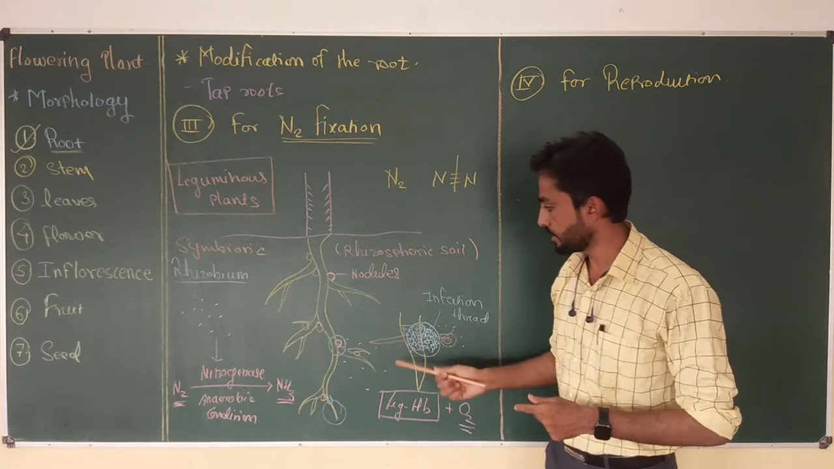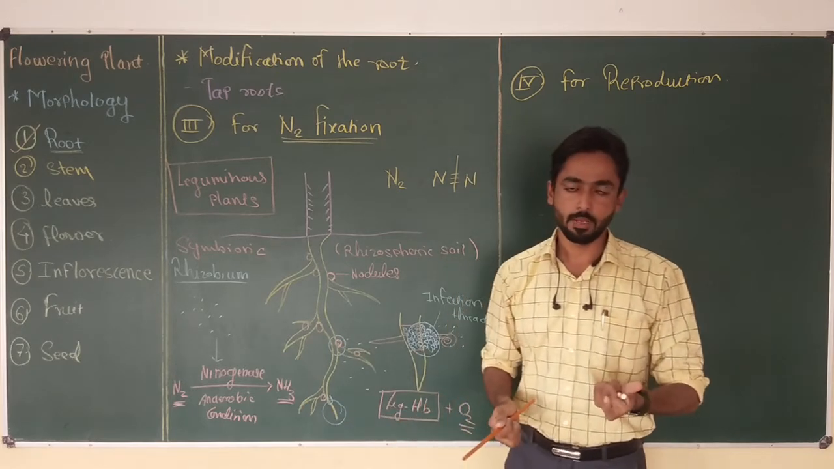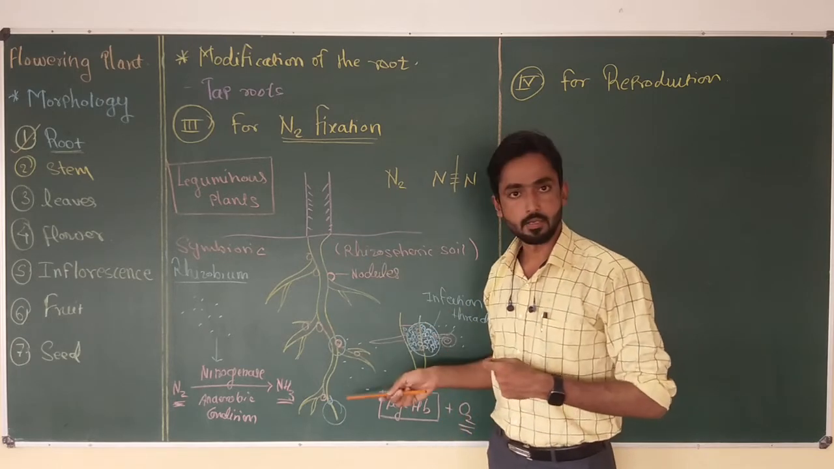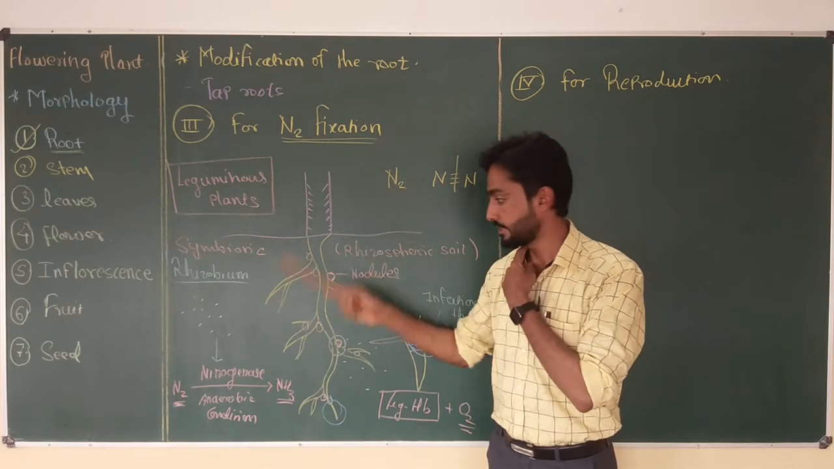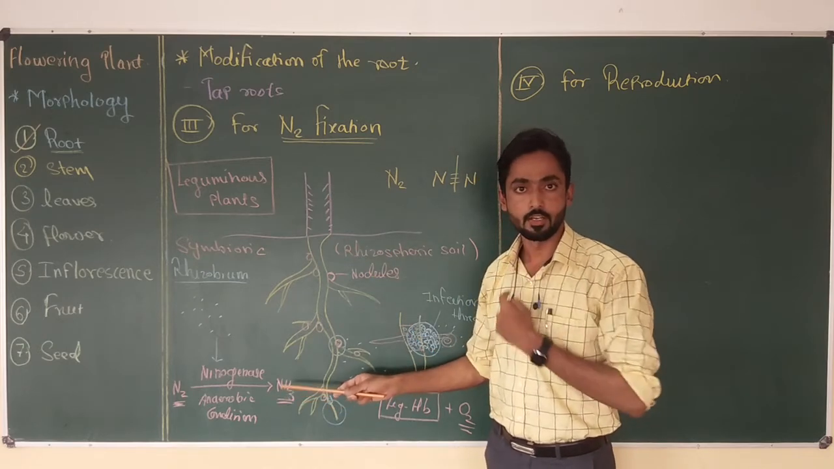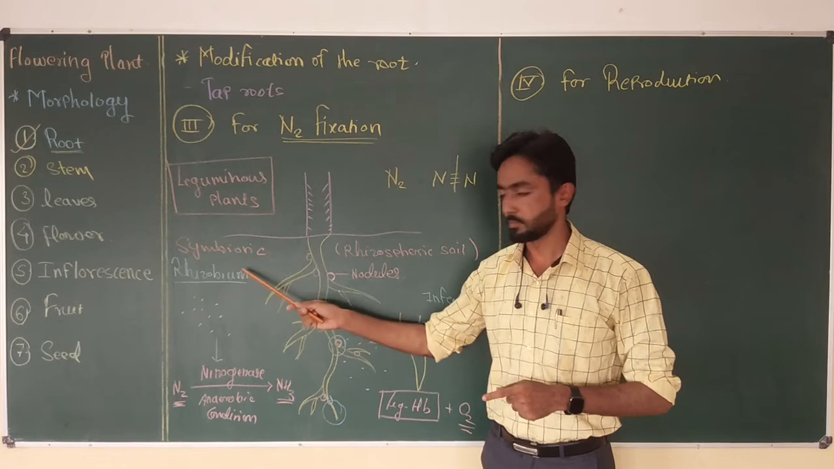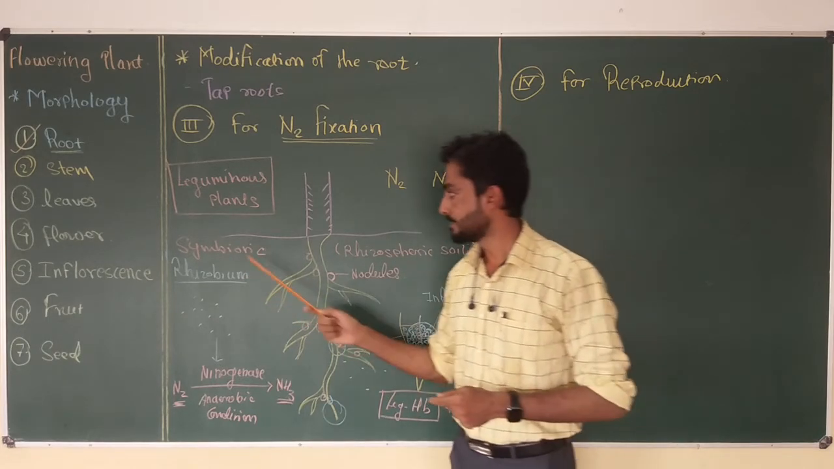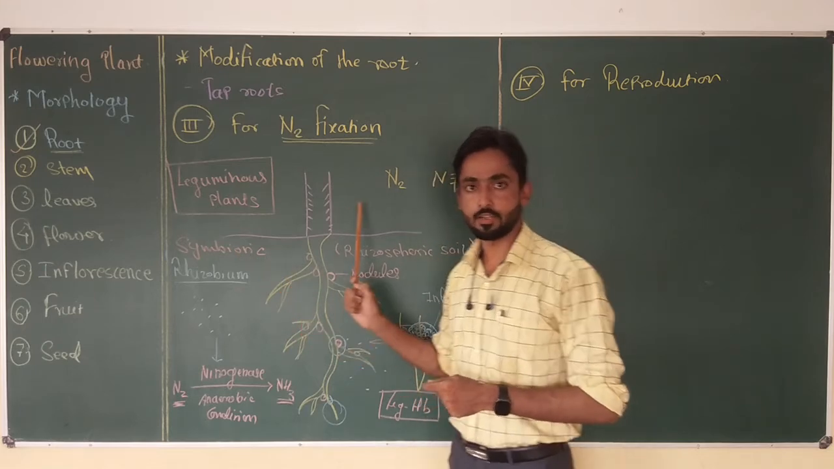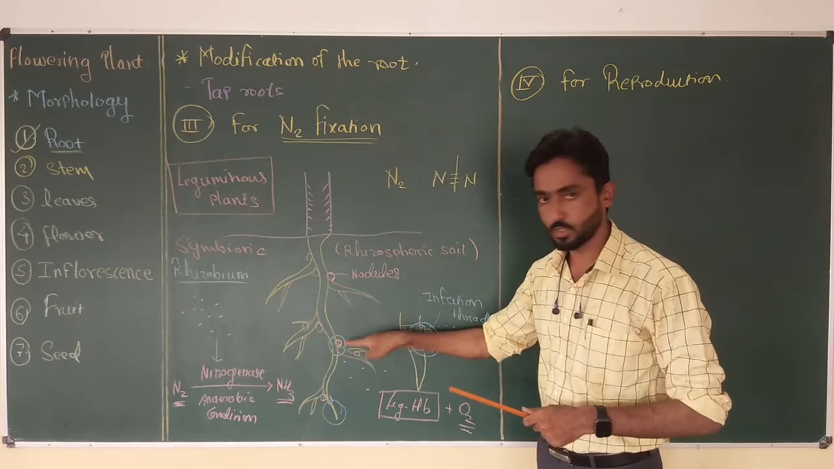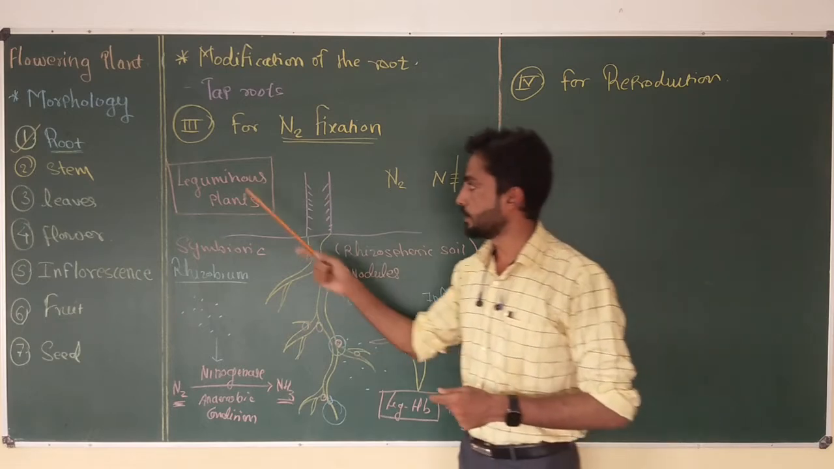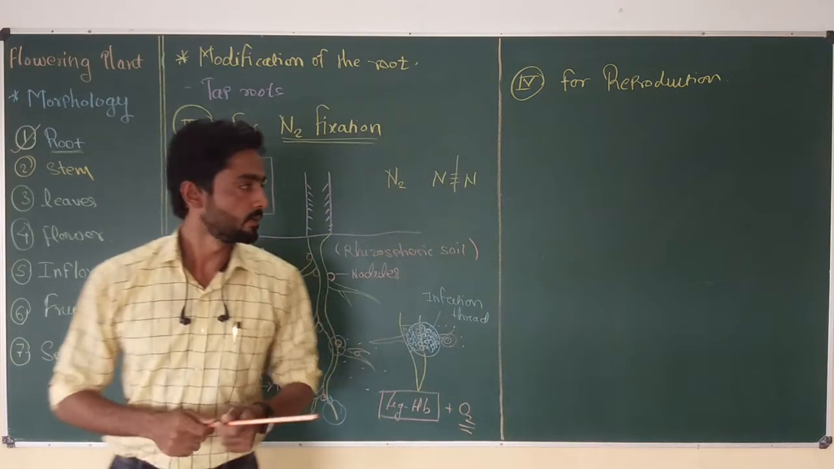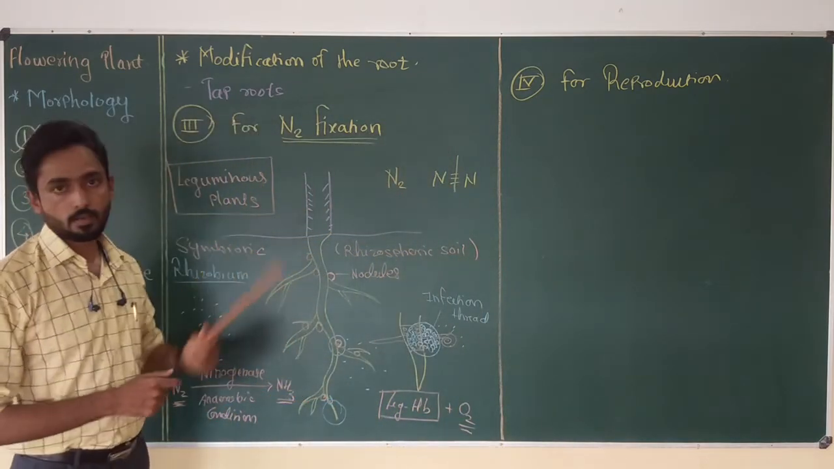In this association, bacteria get a place to live. Bacteria also get nourishment from the plant. In return, the plant gets nitrogen in the form of ammonia due to the action of the nitrogenase of the bacteria. So in this association, both partners benefit, so it is called symbiotic association. Symbiotic association and nodule formation on the root is a characteristic feature of the leguminous family of plants. So this is all about the modification of the taproot system for nitrogen fixation.